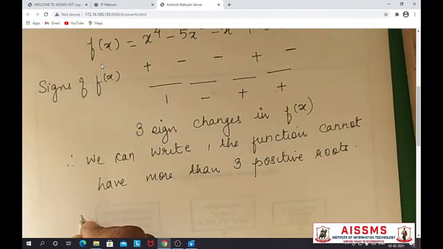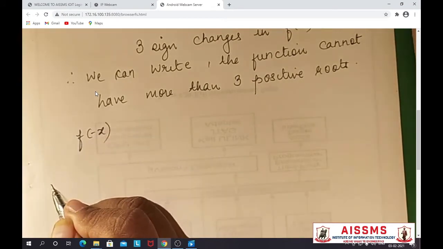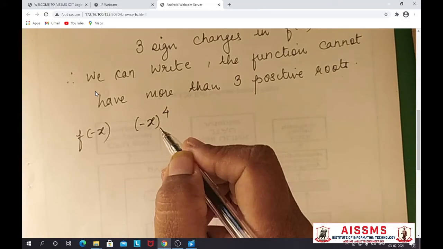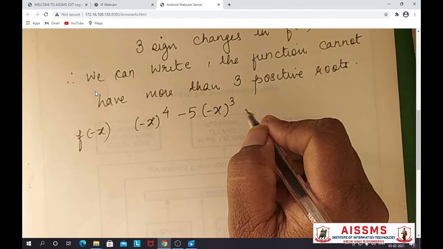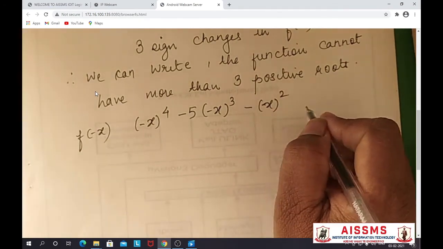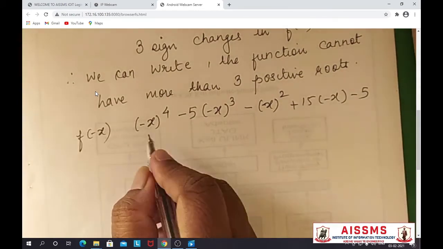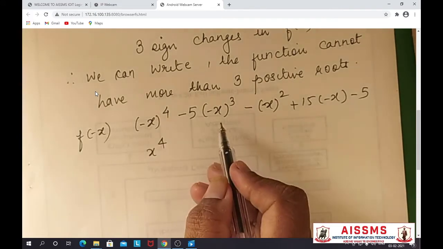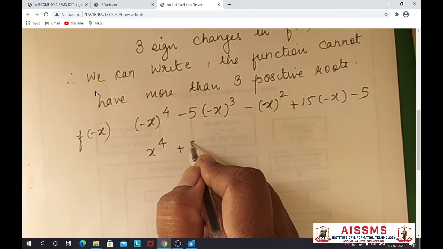Now, to find out the number of negative roots, we write f of minus x. So, it is (minus x) raised to 4 minus 5 into (minus x) cube minus x square plus 15 into (minus x) minus 5. So, (minus x) raised to 4 becomes plus x raised to 4. Minus x cube is minus x cube into minus 5, which becomes 5x cube.